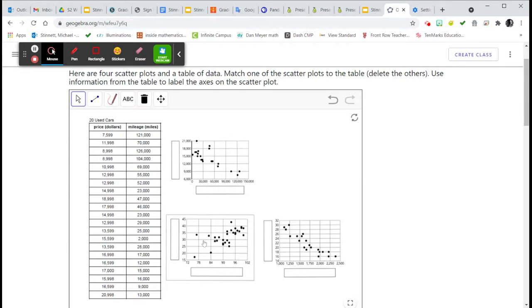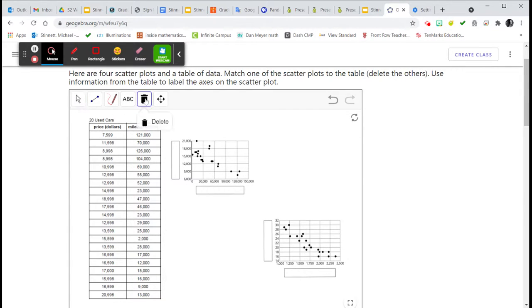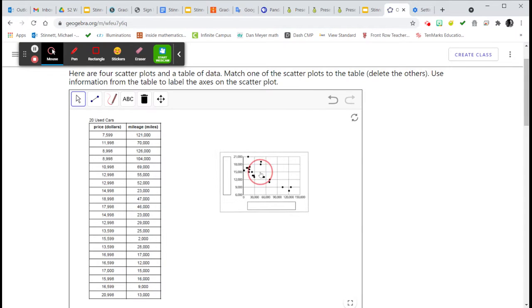I'm going to select it. Then I'm going to click the trash can and delete it. I'm going to click my select tool, select the graph. Notice it's highlighted, and then click the trash can and delete it. Okay. And then I'll go back to my select tool. And this one, I can move around wherever I want, okay?